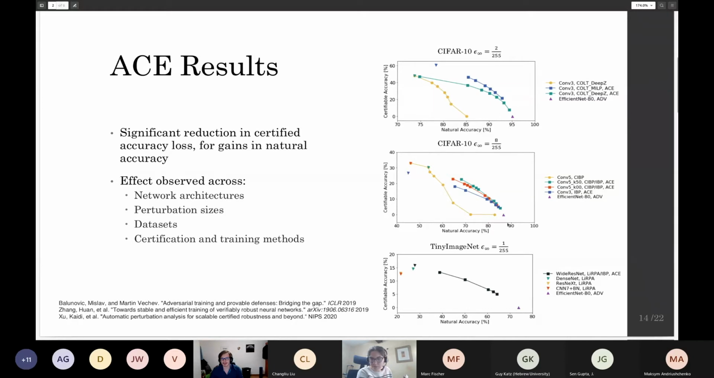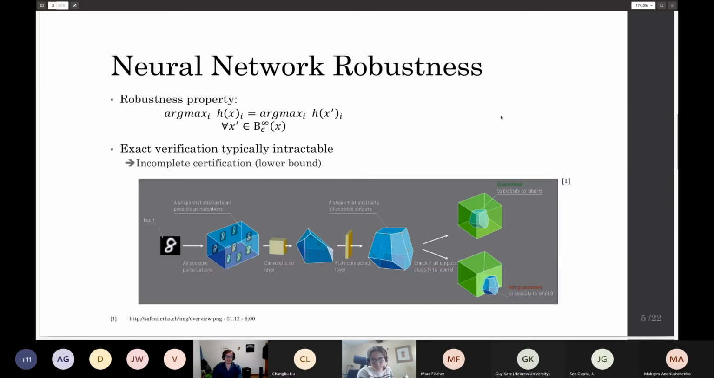Here in yellow, you see reference curves of state-of-the-art models tuned to different trade-off settings, and the squares are results that we get with ACE, which is generally, or we assume, would be interesting for applications where natural accuracy is still very important. Then the second setting is incomplete certification based on the propagation of abstract elements.